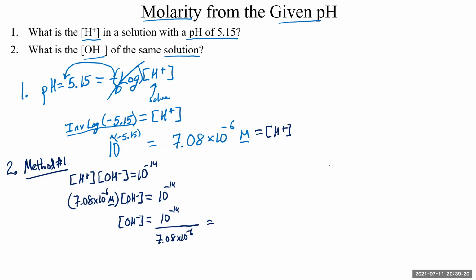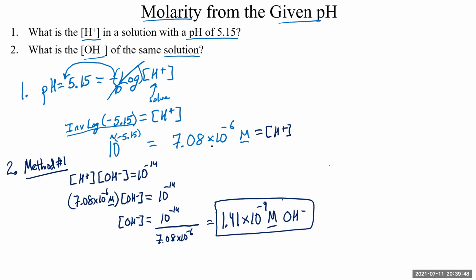I'm going to use my reciprocal button because I don't like to type that much. I'm going to use my functional keys here. I get 1.41 times 10 to the negative 9 molar hydroxide ion. Okay, now here's the thing. You can double check this several ways. You can take this number, multiply it by that number, see if you get 10 to the minus 14 within rounding, like something at least close to 1 times 10 to the minus 14.